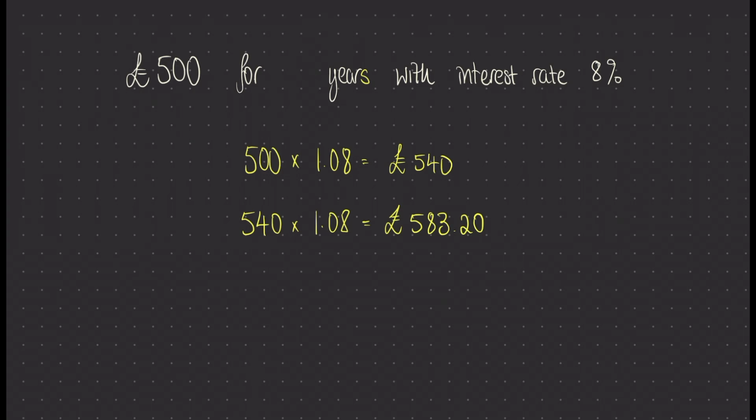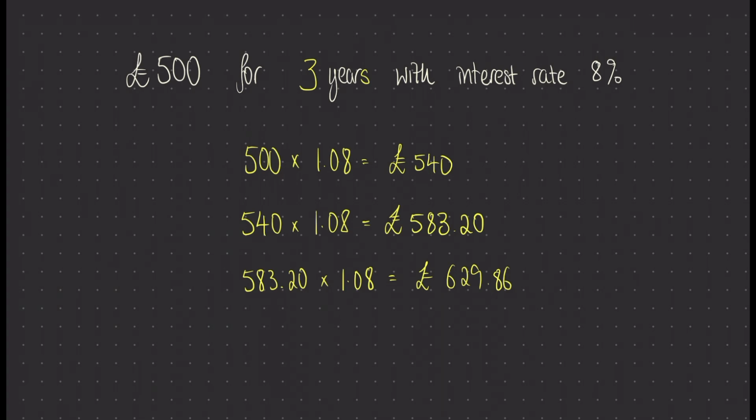Okay, let's go back and change the question again. Let's say instead of 2 years, I wanted to save the money for 3 years. So at the end of that second year, the bank would base its calculations on how much money was left after 2 years. So going into my third year, this is the calculation in order to work out what my money would increase to be, and that would be £629.86.